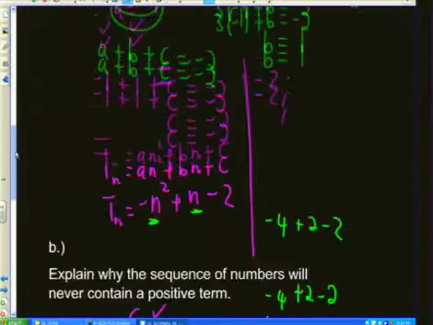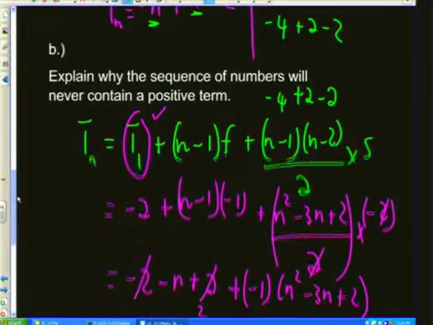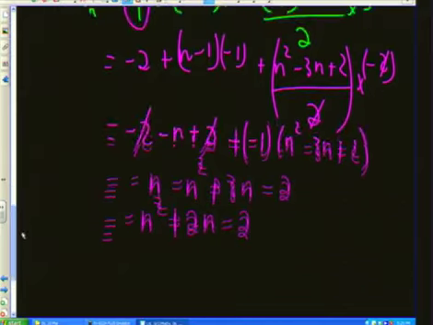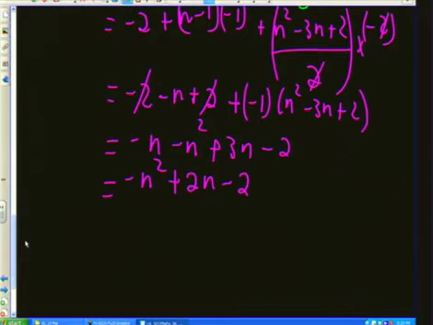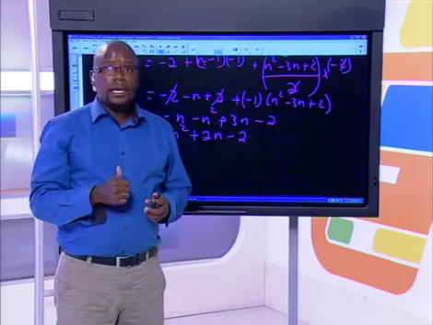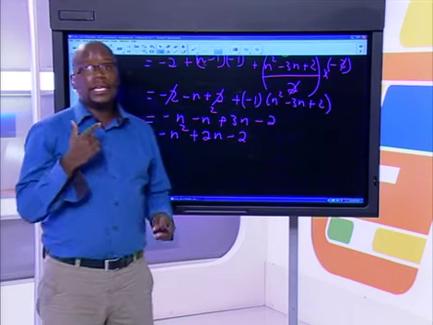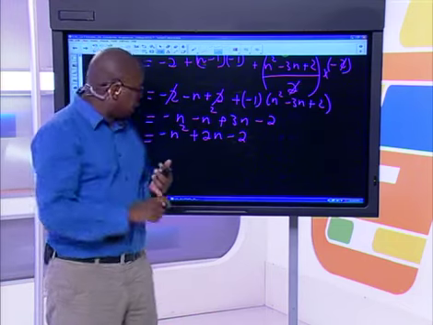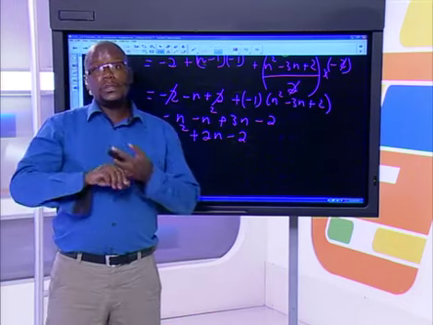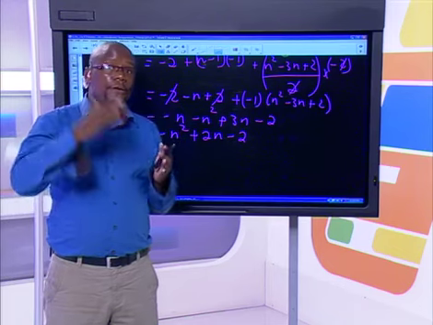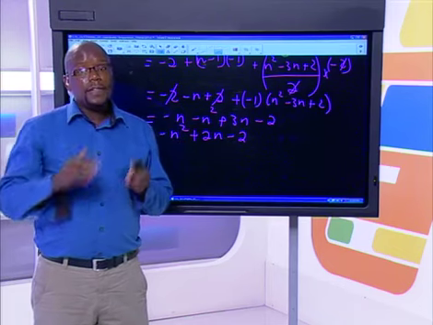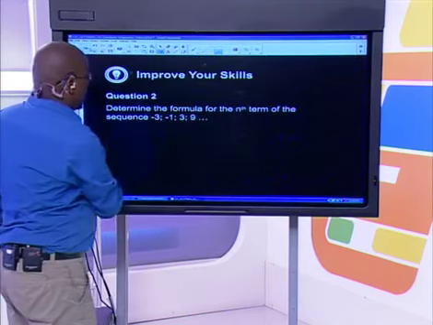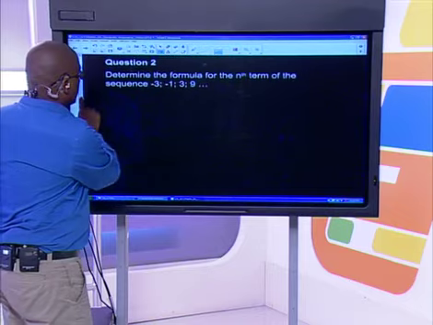Now, if we move on and we need to explain why the sequence of numbers will never contain a positive, our second difference is negative, okay? Our second difference is negative, and we're starting with a negative number, so we're starting with minus 2. So the second difference is minus 2, and we're starting with the first term, which is negative, and if you keep on adding a minus, then all your terms will be negative throughout, all right? So now, let us move on to the next question.